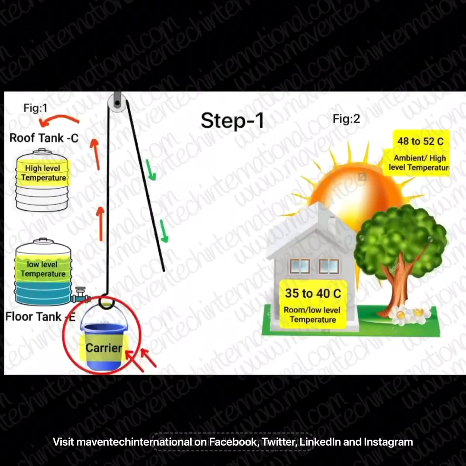Applying this concept to the example discussed in chapter 1, considering two steps. In step 1, the bucket is placed below the level of tank E as shown in figure 1. Similarly, referring to figure 2, the temperature of the carrier should be brought below that of the room temperature so that the heat flows from the room into the carrier, as the temperature of the carrier is lower than that of the room temperature.